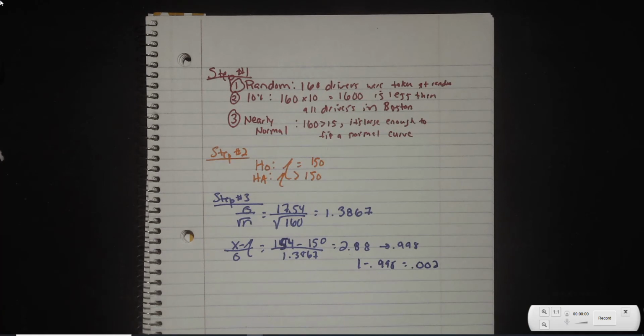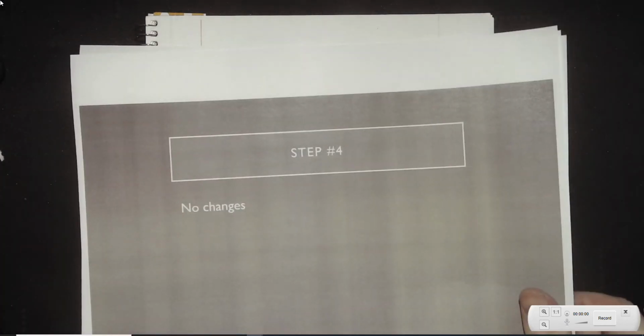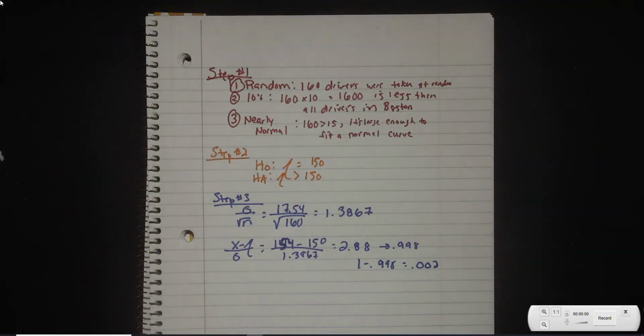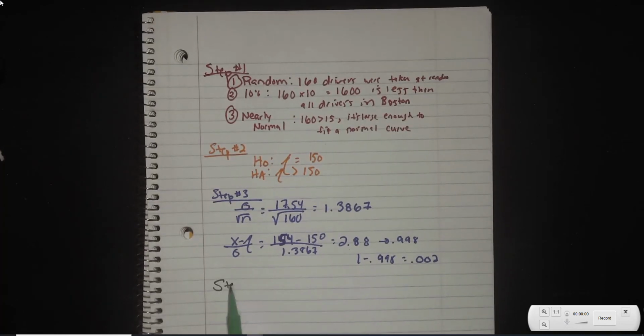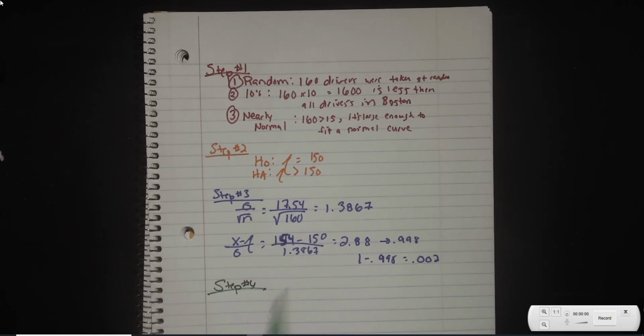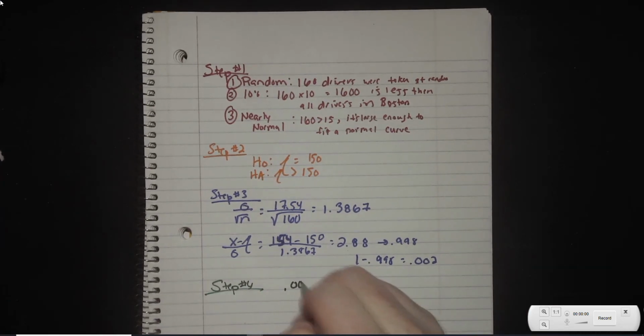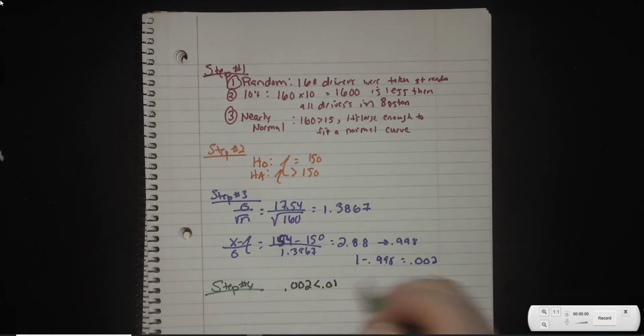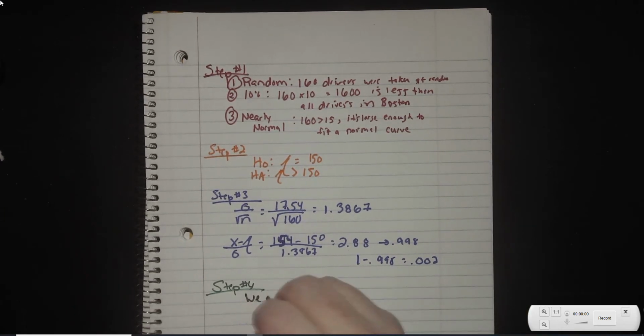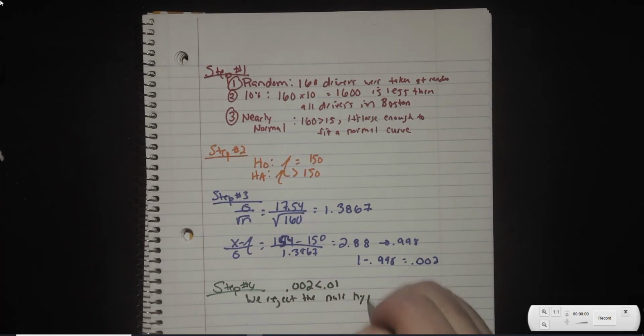Now we wanted to weigh it against 0.01, so keep that in mind when we do this last part, because in reality, step 4 is absolutely no different. So, step 4: we had an alpha level of 0.01. We're going to weigh it against 0.01. We got 0.002, which is less than 0.01. So we reject the null hypothesis.